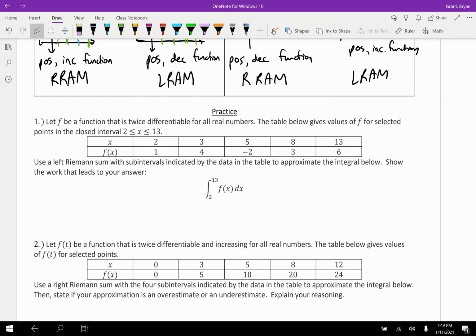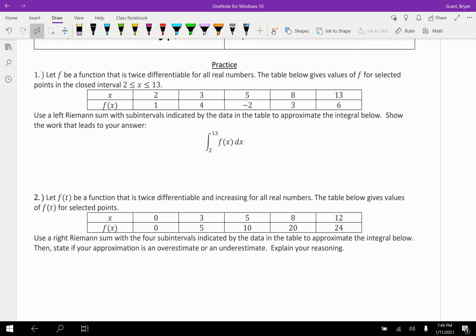The table below gives values of f for selected points on that closed interval. Use a left Riemann sum with subintervals indicated by the data to approximate the integral below. Show the work that leads to the answer. Okay. Now, looking at this, it seems a little confusing because we don't have a visual. I'm going to show you a visual and then show you how we can do it without the visual.